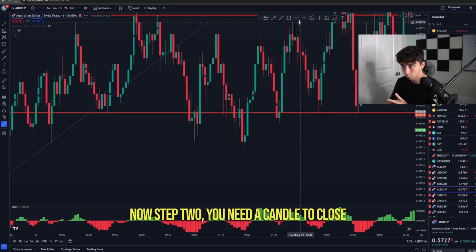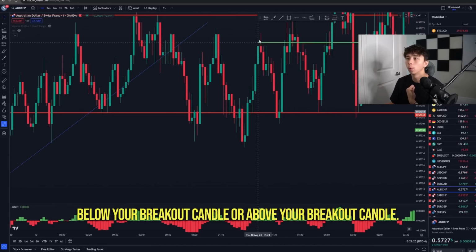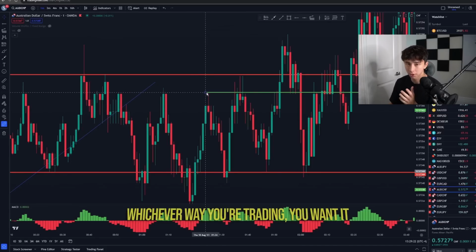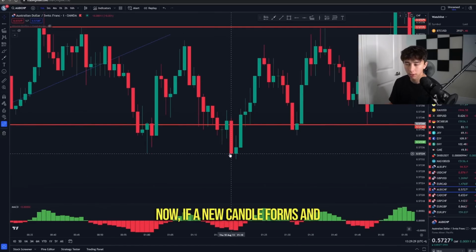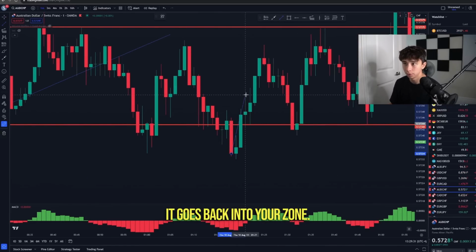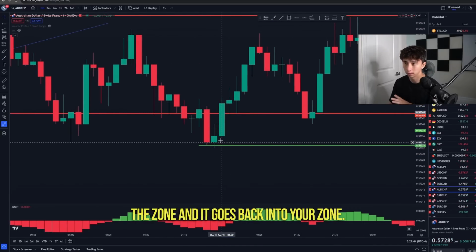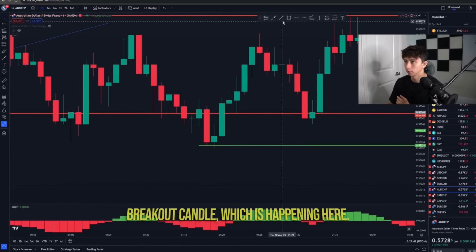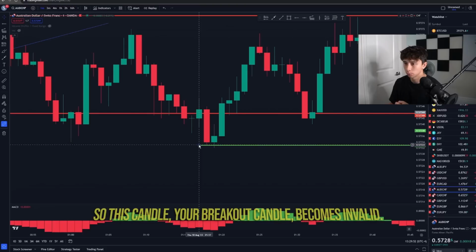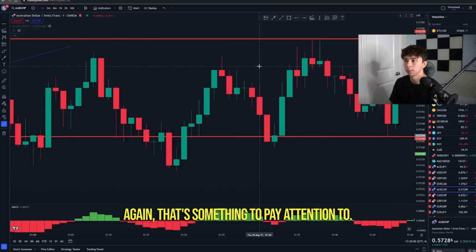Now, step 2, you need a candle to close below your breakout candle or above your breakout candle, whichever way you're trading. You want it to close above or below that. Now, if a new candle forms and it goes back into your zone, so like here, this green candle here went back into the zone, everything in the past you now forget about. Now you wait for a new breakout candle, which is happening here. So this breakout candle becomes invalid once price comes back into your zone again. And that's something to pay attention to.